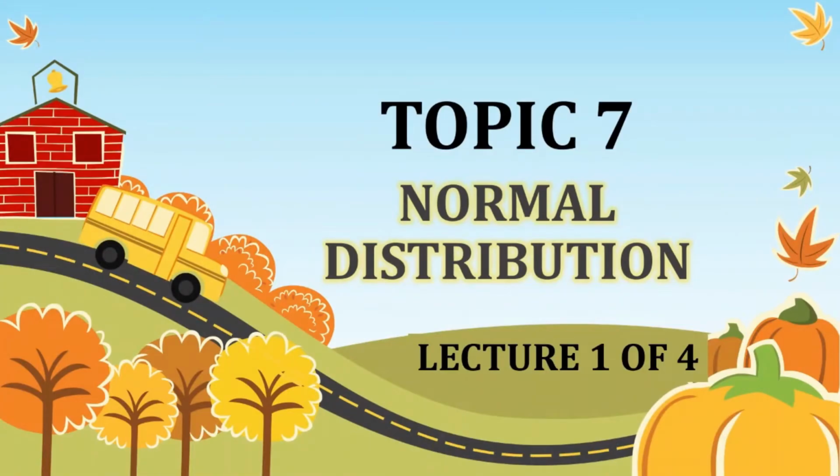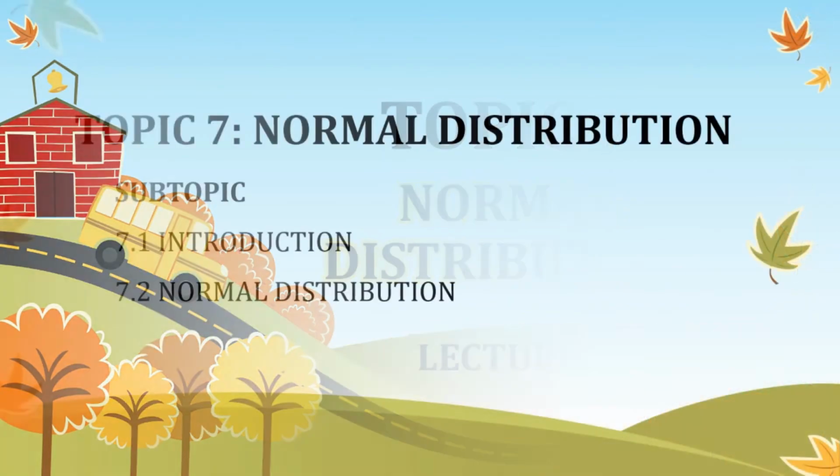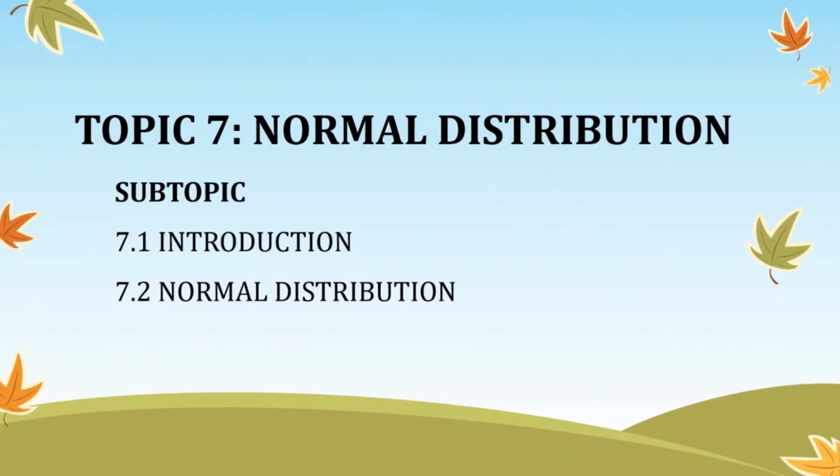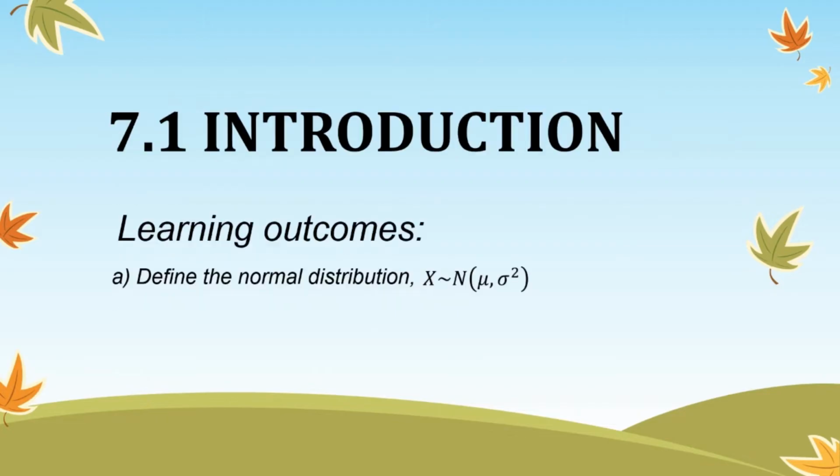Now we want to learn about topic 7, normal distribution. Let's proceed to lecture 104. For this topic, we have two subtopics: 7.1 introduction and 7.2 normal distribution. For 7.1 introduction, we will learn how to define the normal distribution when X is normally distributed with mean and variance.